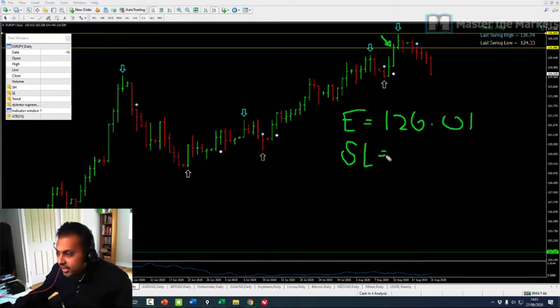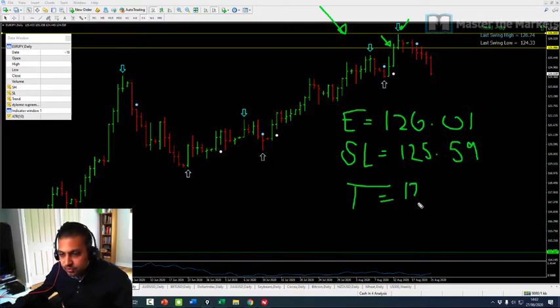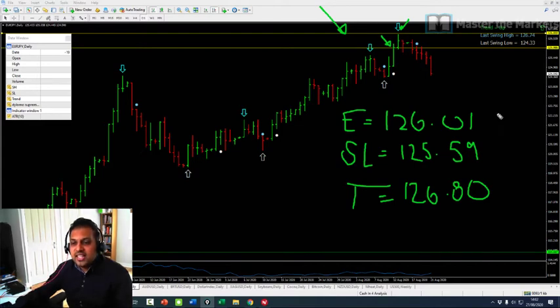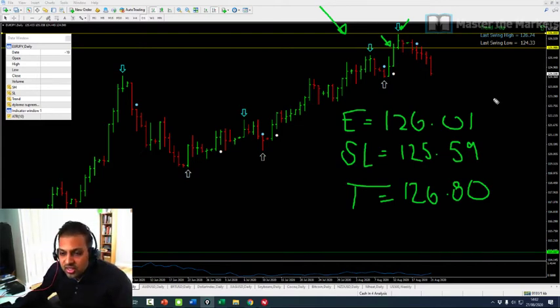Our stop loss on the trade was 125.59. And our target on the trade is represented by this top line just here, which you can see the price didn't actually meet. The target is 126.80. So 126.80 is the target just there. So this is what we understand as the trade details. Now we need to know this information because we want to work out reward risk ratio.